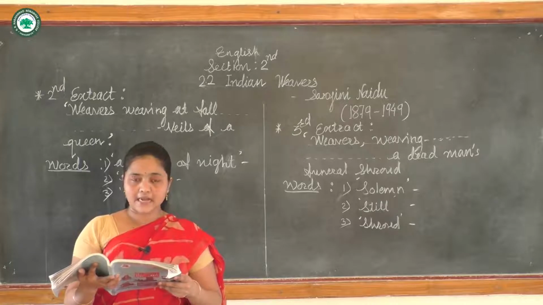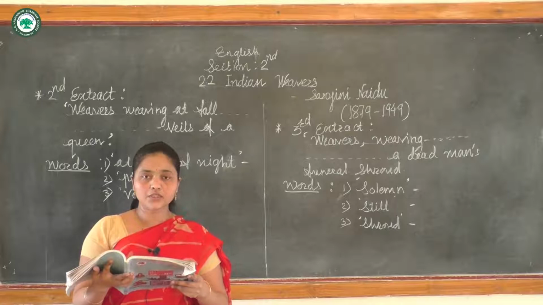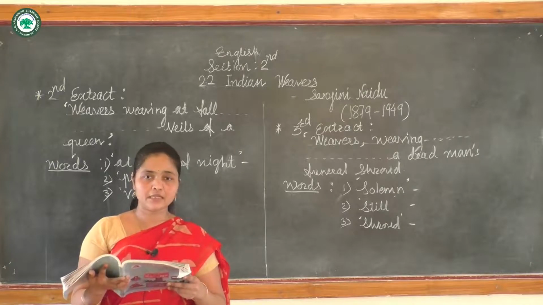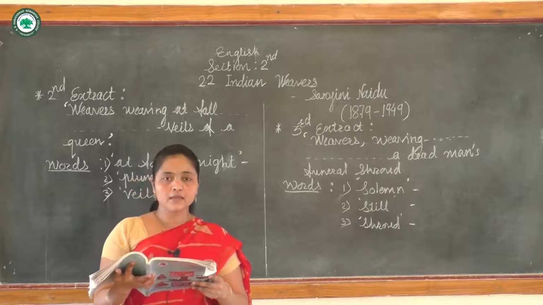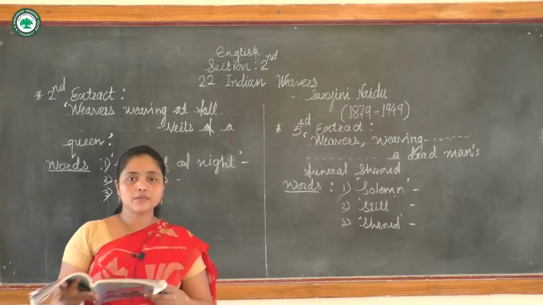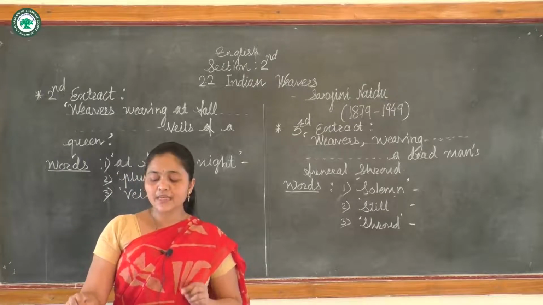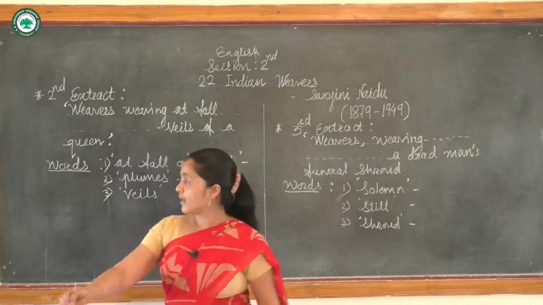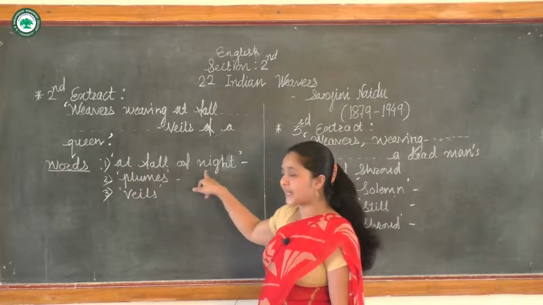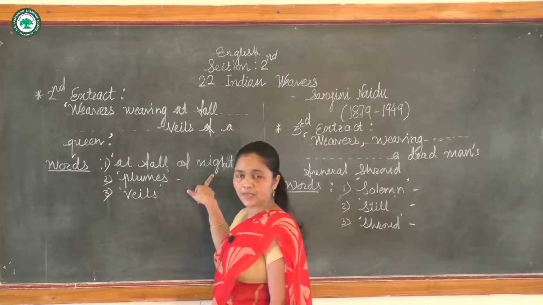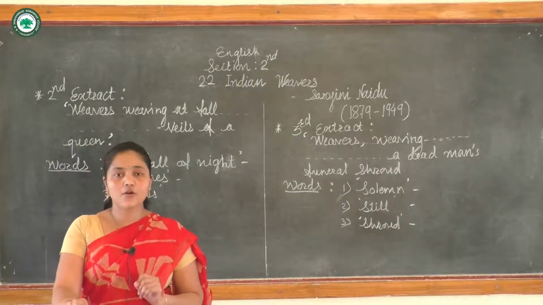Now, in this extract, the first two lines are the question asked to the Indian weavers by Sarojini Naidu: weavers weaving at fall of night. Here I have written the word from the extract. At fall of night means at the evening time, when there is darkness. So it is called at fall of night.